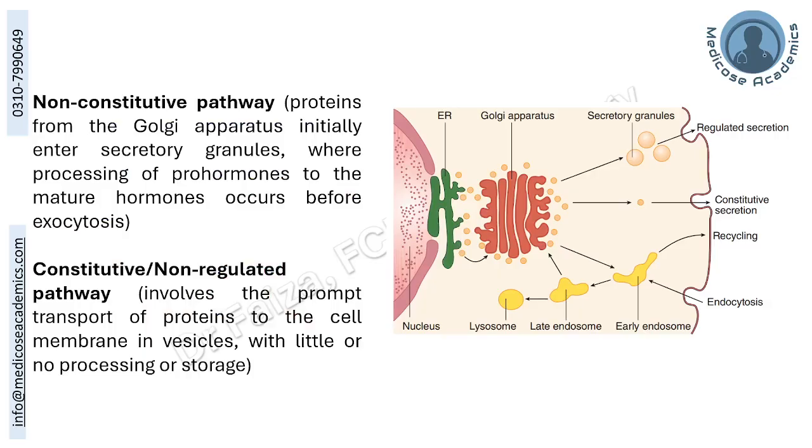If we look into the types of exocytosis, it can be a non-constitutive or constitutive pathway. As you can see in this image, this is showing the transfer of secretory vesicle, processing into secretory granules and then release outside. We call it either the regulated or non-constitutive pathway. Whereas if it is released outside promptly without being processed or stored, we call it the constitutive or non-regulated pathway.